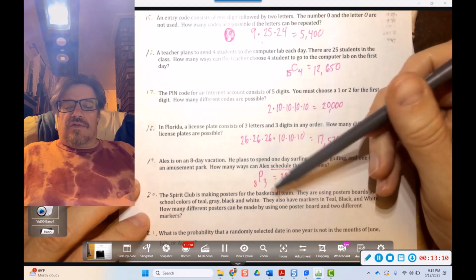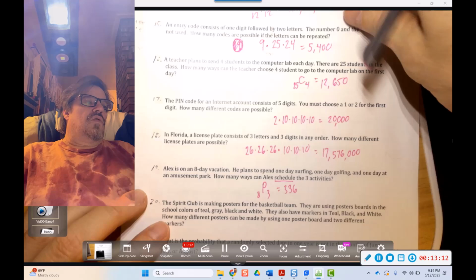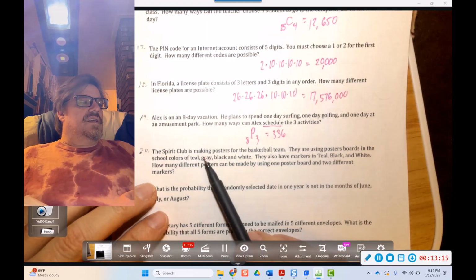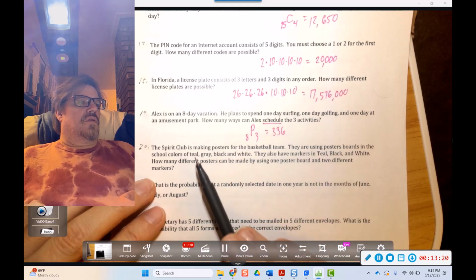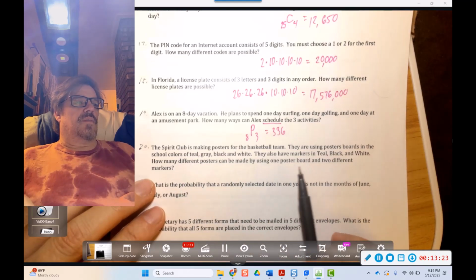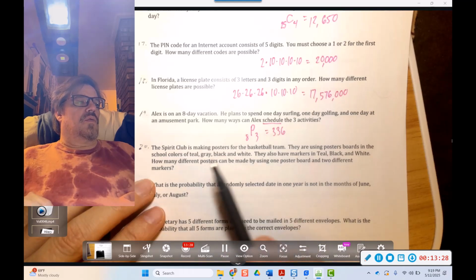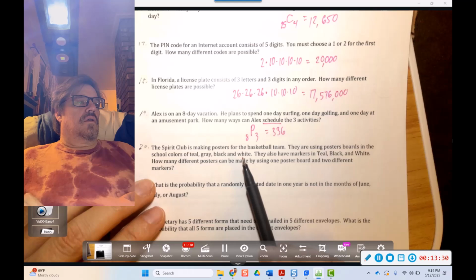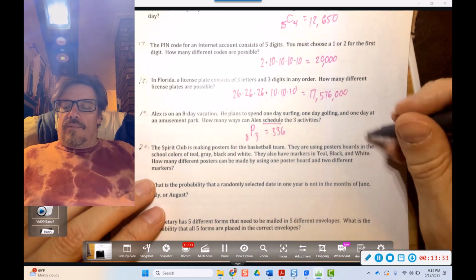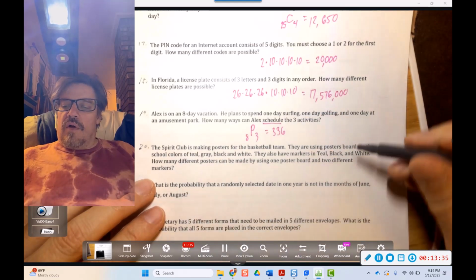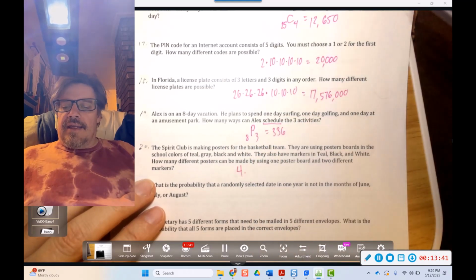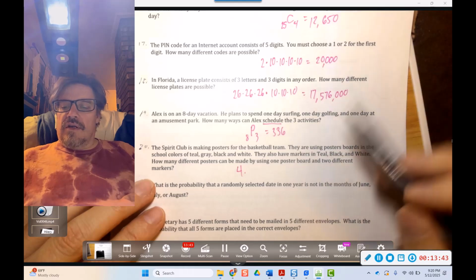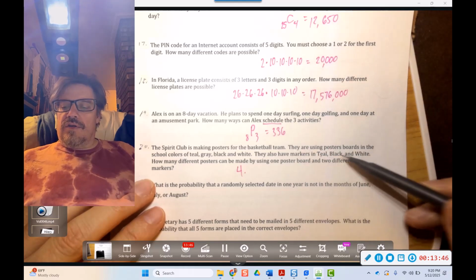The Spirit Club is making posters for the basketball team. They are using poster boards in the school colors of teal, gray, black, and white. They also have markers in teal, black, and white. How many different posters can be made using 1 poster board and 2 different markers? Well, that would be 1, 2, 3, 4 different posters, and then we're going to have 2 different markers.